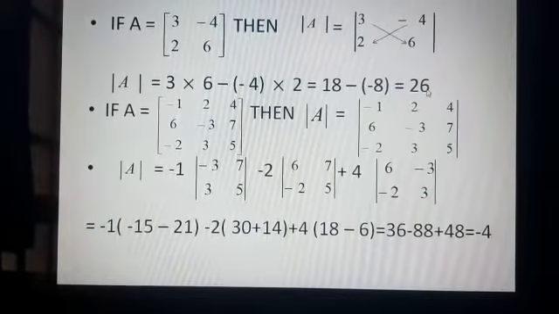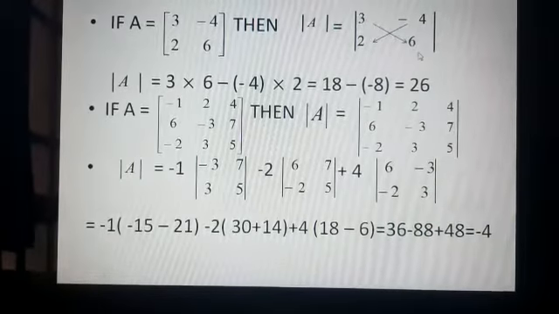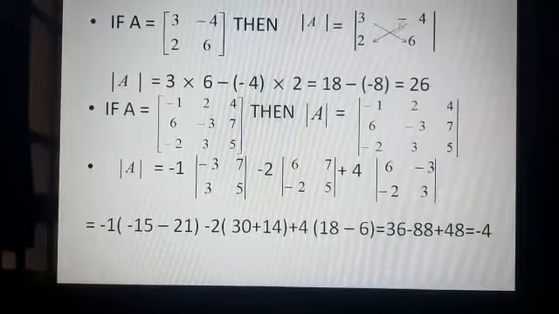So solving a 2 into 2 determinant is very easy. We have to multiply the elements in the diagonal, 3 into 6, then subtract the other one, minus 4 into 2.